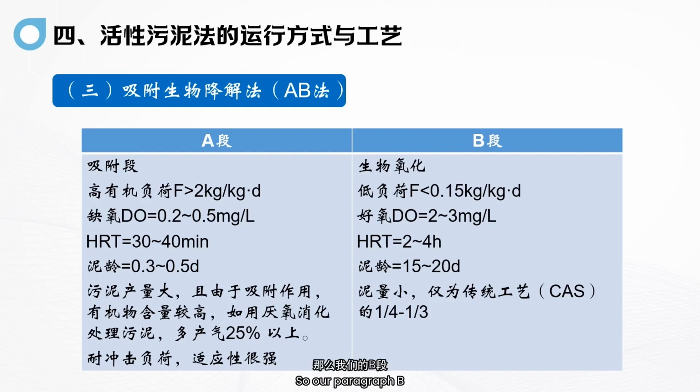Section B, also known as the biological oxidation section, has a biological load of less than 0.15 kg per kilogram per day. The dissolved oxygen during aeration is 2 to 3 mg per liter, in an aerobic state, and the hydraulic retention time is about 2 to 4 hours. The sludge age is 15 to 20 days. The sludge is characterized by a small amount, only 1/4 to 1/3 of the traditional process.